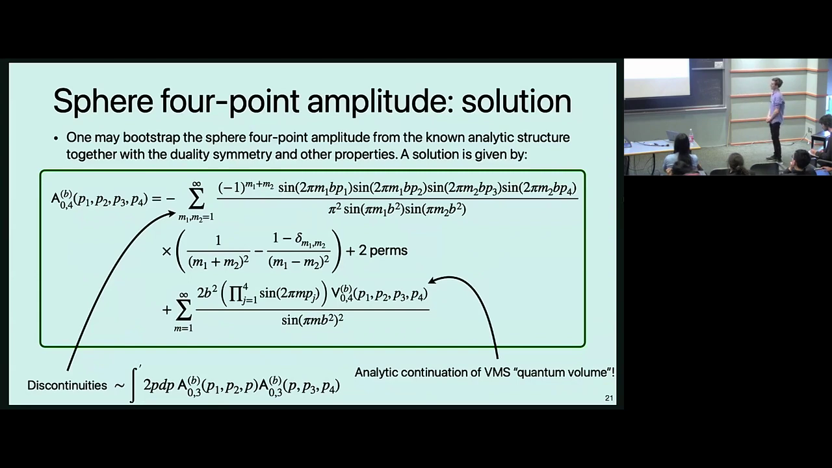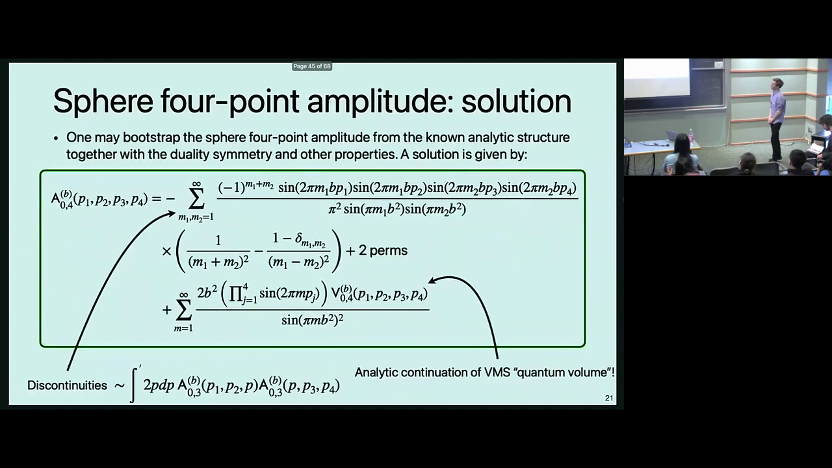Now, there's a second meromorphic term. This just involves a single sum with, again, these sine 2 pi mbp factors for each momentum. And quite interestingly, the coefficient here is precisely the quantum volume that Victor talked about earlier this morning, but analytically continued to the region of parameters of interest. And this was a priori quite unexpected.